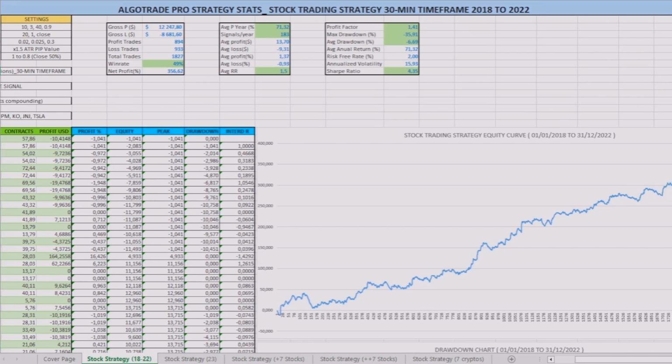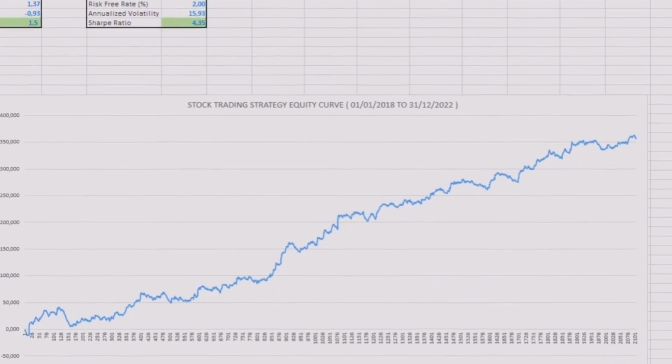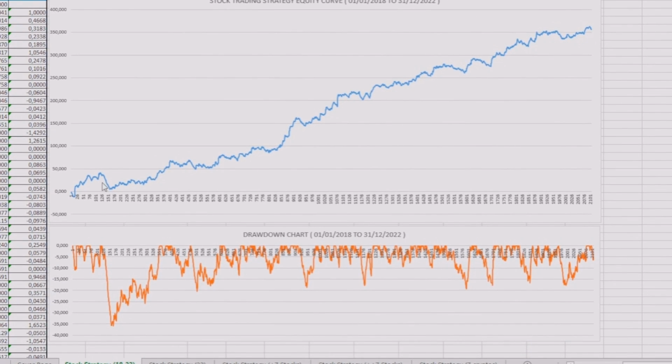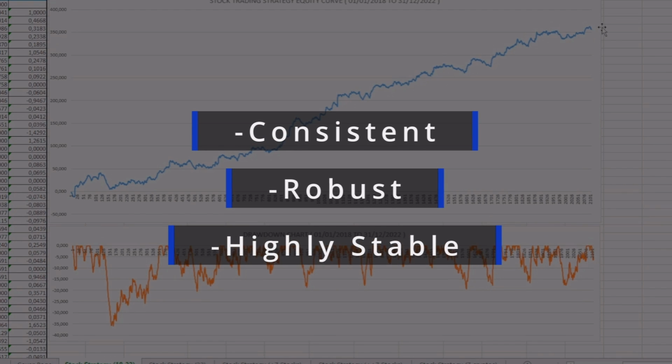Other important metrics to analyze are the profit factor, which had a value of 1.41, the drawdown values, which are pretty low, and also the Sharpe ratio, which tells us that this strategy is highly efficient. And every one of these stats is confirmed when analyzing the equity chart, which is consistent, robust, and highly stable.